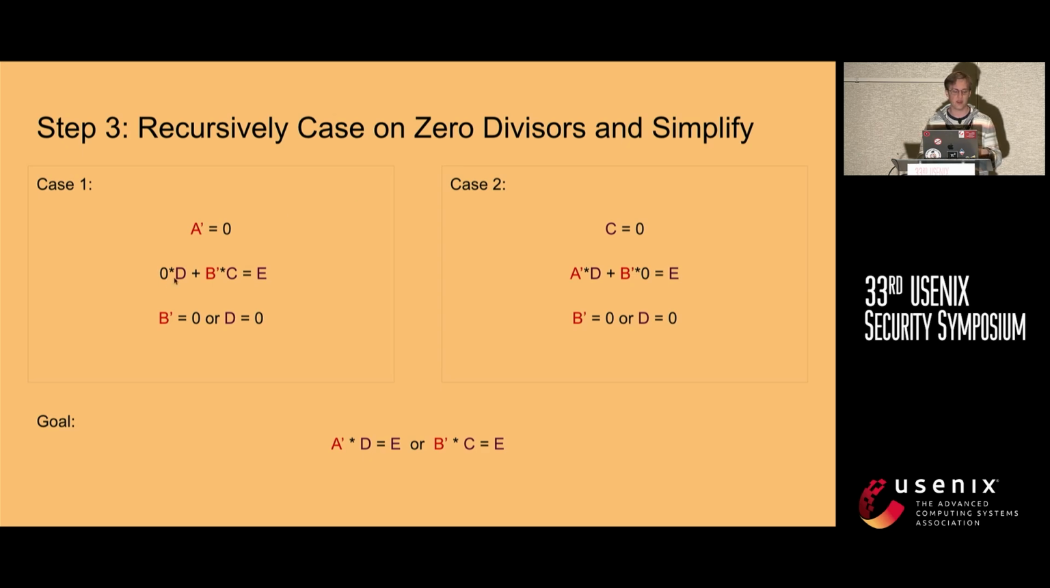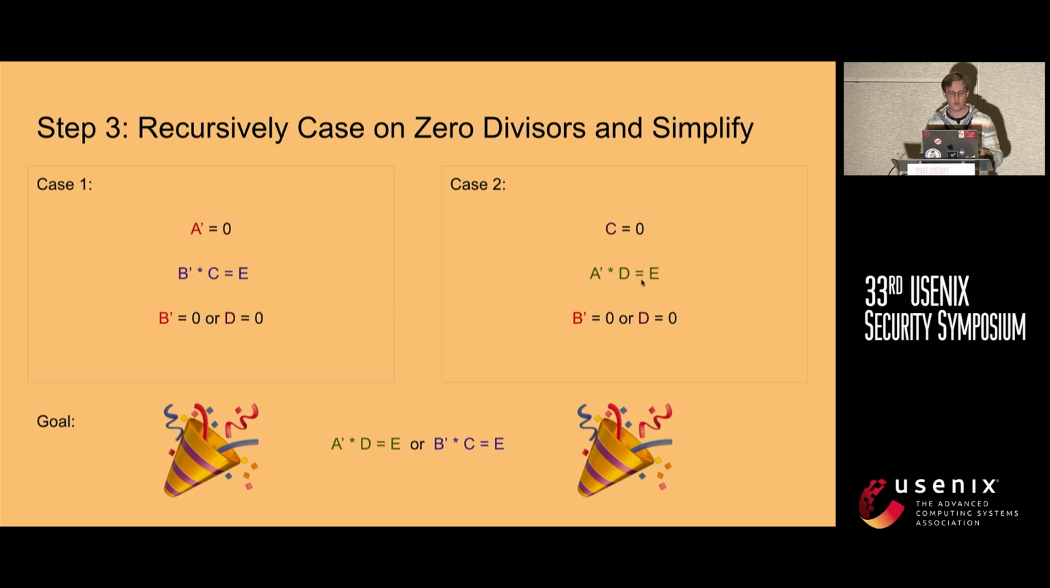So we can replace A prime with 0 wherever we see it on the left-hand side. We can replace C with 0 wherever we see it on the right-hand side. We can simplify terms away. And eventually we'll get to a point where all of the cases that we're dealing with have one equation in the hypotheses which is enough to satisfy our goal. So in this case, we have B prime times E equals E on the left-hand side, and that's enough to satisfy the goal. And the same with the right-hand side.